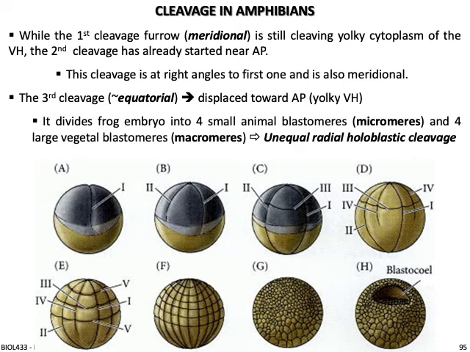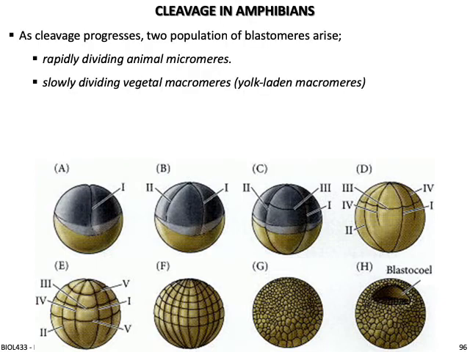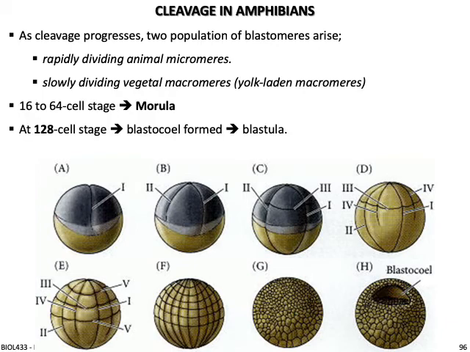The third cleavage is equatorial and displaced, and it divides the blastomeres into micromeres, which are upper, and macromeres, which are down at the vegetal pole. This type is unequal radial holoblastic cleavage. As cleavage progresses, two populations of blastomeres arise: rapidly dividing animal micromeres and slowly dividing vegetal macromeres, which we call yolk-laden macromeres because they have all the yolk of the embryo.